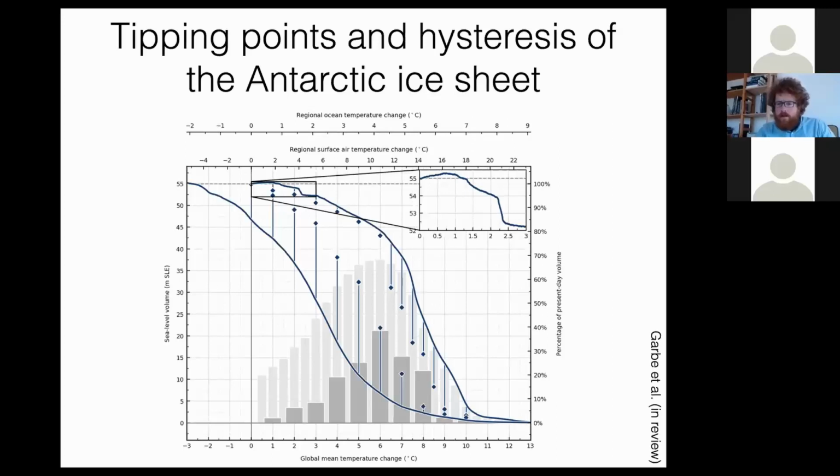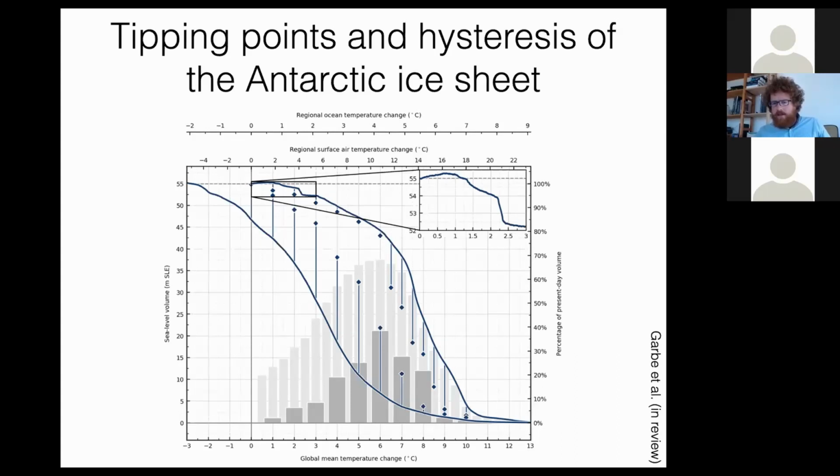And the model is basically run into a quasi-equilibrium for very small steps of this temperature change, and thereby allows tracing a hysteresis curve, just like you would do for other physical systems that have multi-stability and memory effects and such things. Now, first, the y-axis shows the sea level relevant volume here, and on the right-hand side, it's a percentage of present-day volume.